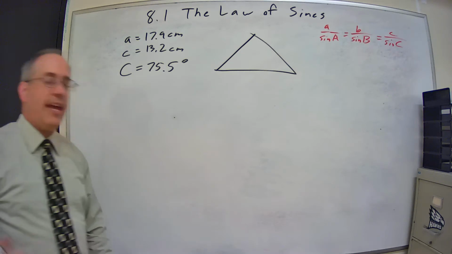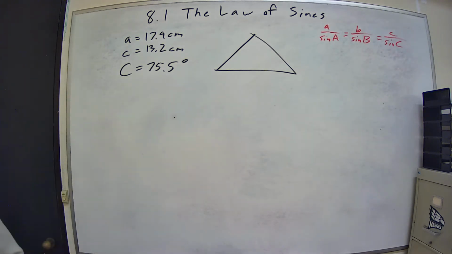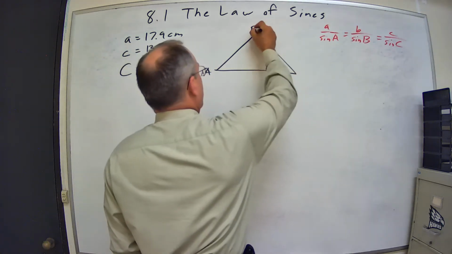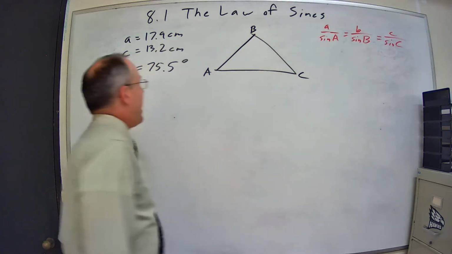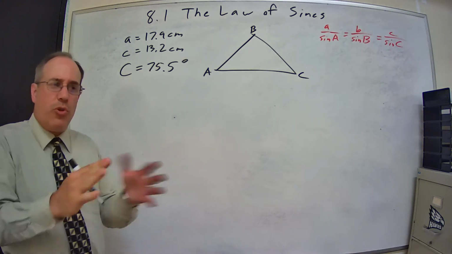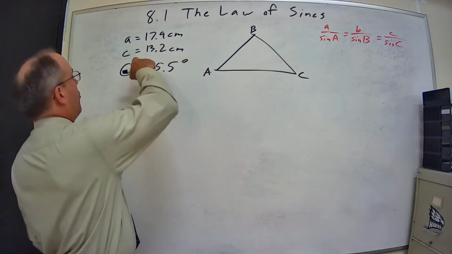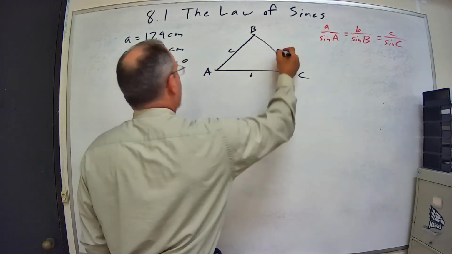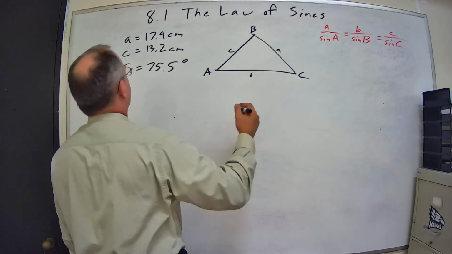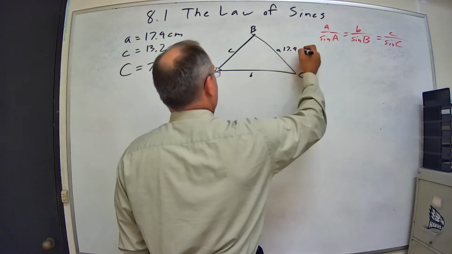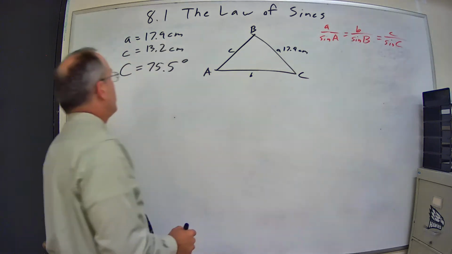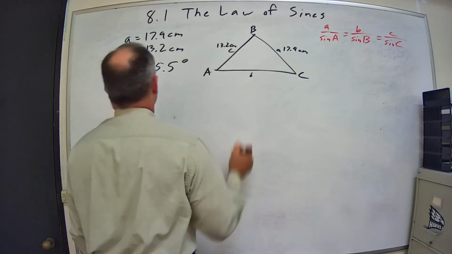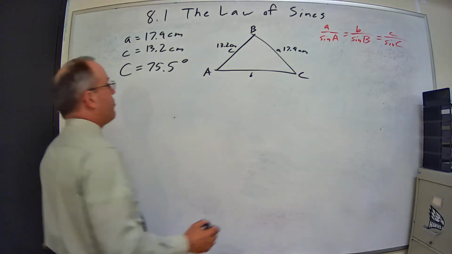Now I'm going to draw it again as just a basic triangle and not really pay attention to whether this actually fits the measurements or not. We'll look into that a little bit later. So we have C, A, and B. Side A is 17.9 centimeters. Side C is 13.2 centimeters. And angle C is 75.5 degrees.